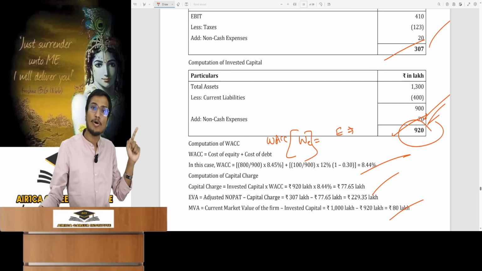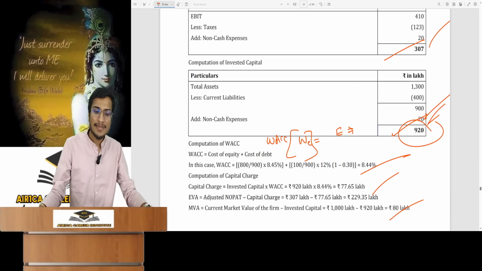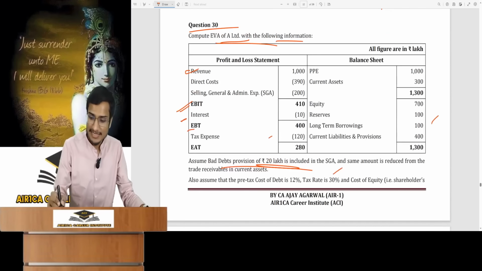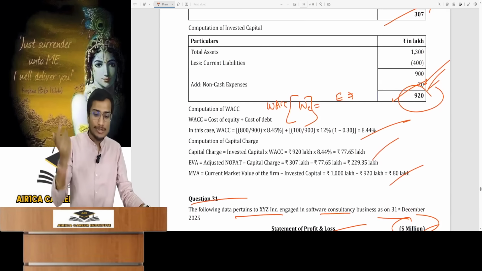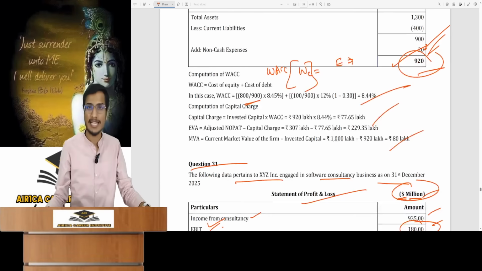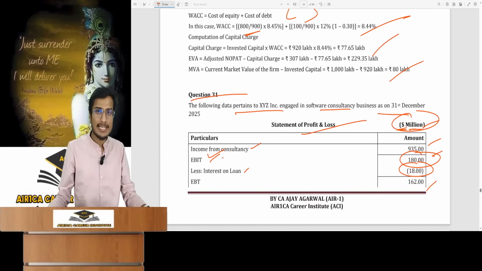For the WACC, let's see what the value of your E actually is. How much will it be? Share capital, reserves and surplus, 800. And how much will the debt be? 100. So for WACC, the total will be 900. Students often assume 900 here, 920 there. These concepts are incorrect and your teaching was wrong, or you don't have enough knowledge. So you have to correct it.